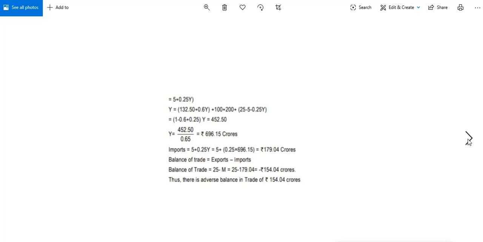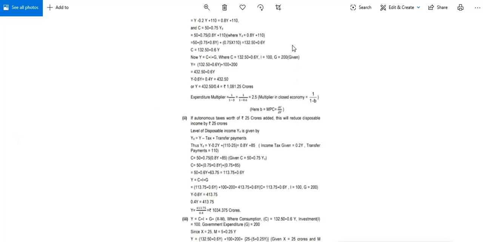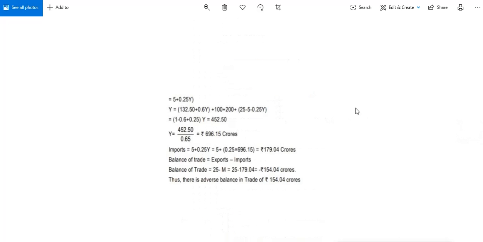So when this kind of problem is asked, we must go for the calculations carefully, because it involves expenditure multiplier, and based on that the disposable income has to be computed first, and afterwards the national income can be computed. So these kind of problems you can refer.